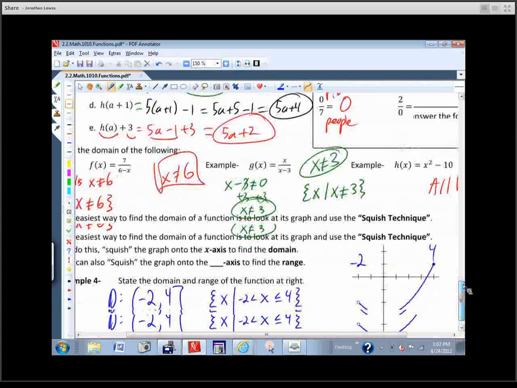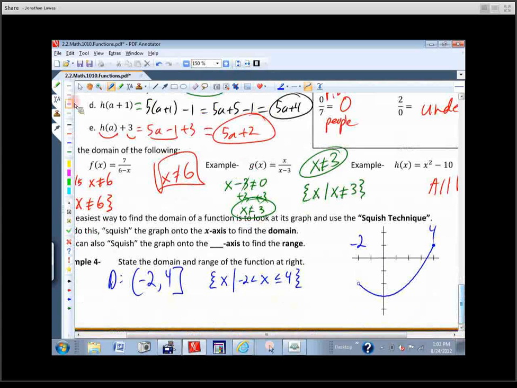Okay. Let's do the range and we're done. Okay, so if you find the domain by squishing things on the x-axis, how do you find the range? Squish it on the y. So that would mean all these points would come over here, all those points would come over here, those points would come over here. So we start down here at, let's see, where is this? -3, and where do we stop? Stop at 1.